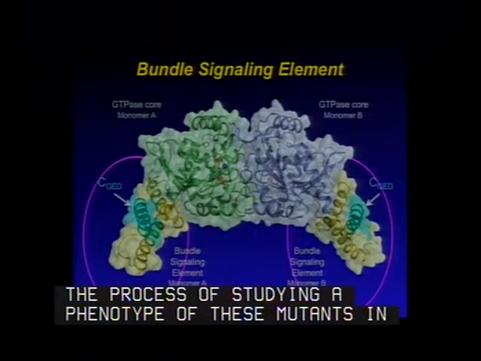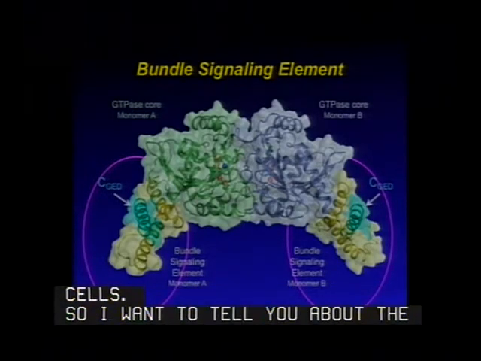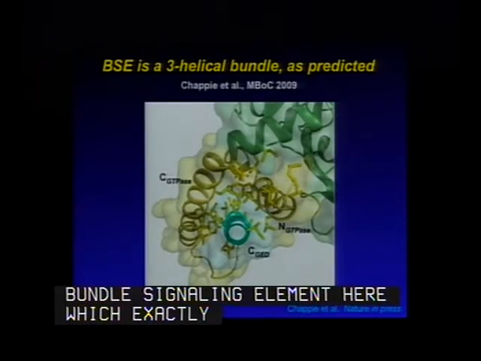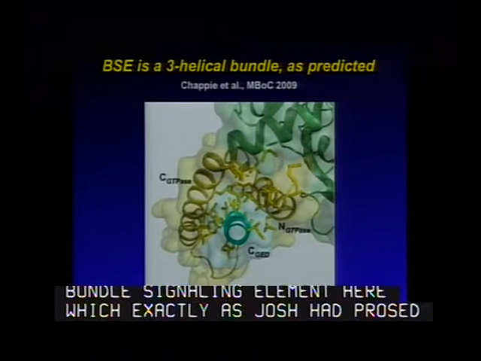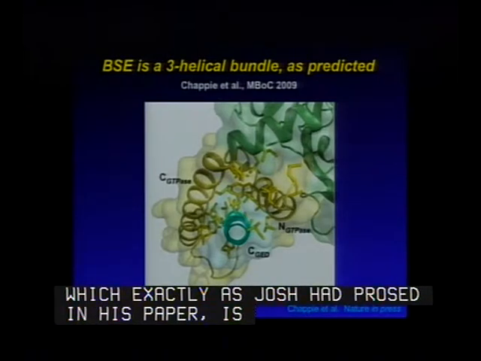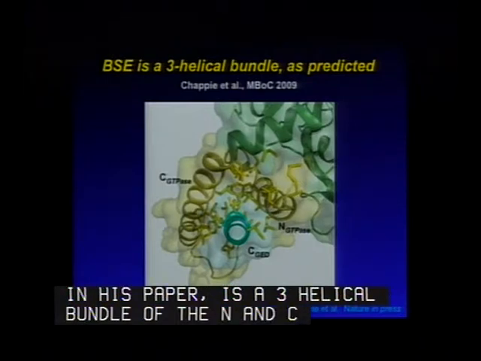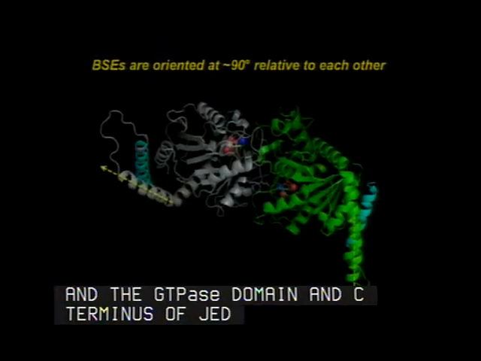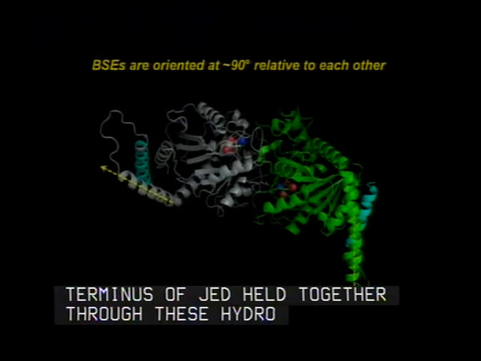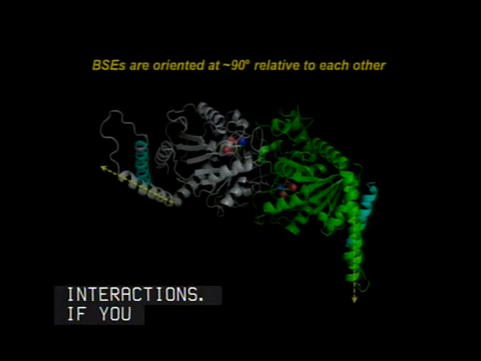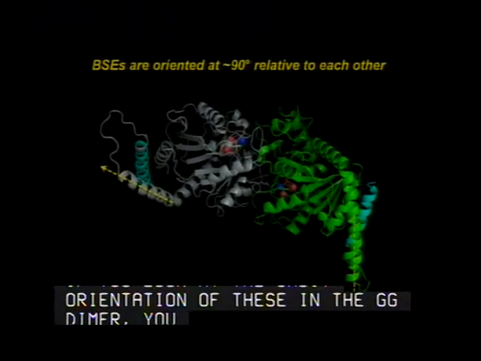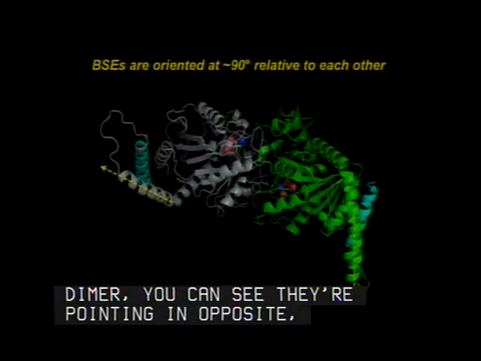So I want to tell you about the bundle signaling element here, which exactly as Josh had proposed in his paper, is a 3-helical bundle of the N and C terminus of the GTPase domain and the C terminus of GED held together through these hydrophobic interactions. What's striking is if you look at the orientation of this bundle signaling element in the GG dimer, you can see they're pointing in 90-degree opposite directions.